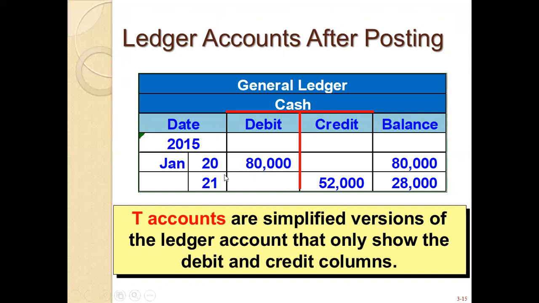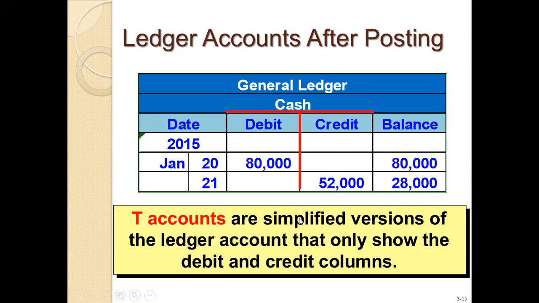But let's suppose on the 21st you purchase land and a building, and 52,000 goes out because you pay in cash. Now it is a credit. Cash of 82,000 is a credit. What will the balance be? It shows that your cash ledger has a 28,000 balance.